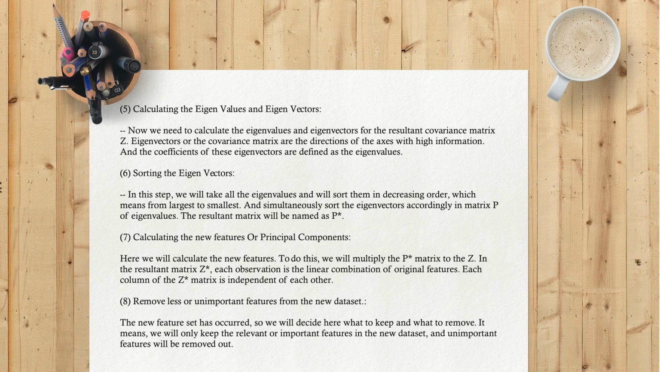7. Calculating the new features or principal components. Here we will calculate the new features. To do this, we will multiply the P matrix to the Z, giving the resultant matrix Z*. Each observation is a linear combination of original features. Each column of the Z* matrix is independent of each other. 8. Remove less important or unimportant features from the new dataset. The new feature set has occurred, so we will decide here what to keep and what to remove. It means we will only keep the relevant or important features in the new dataset, and unimportant features will be removed out.